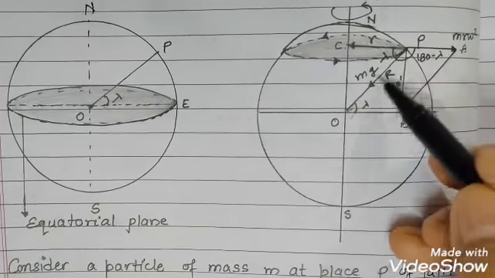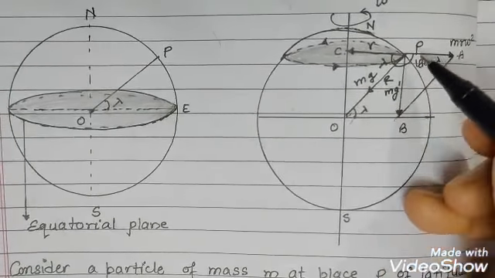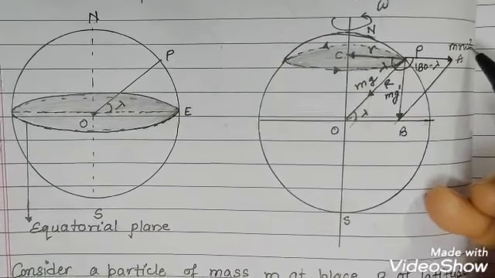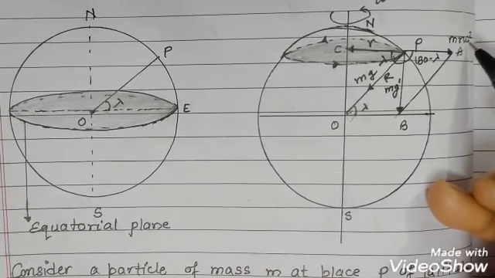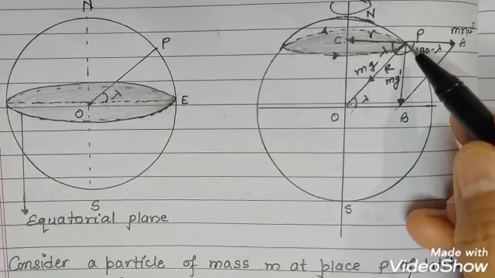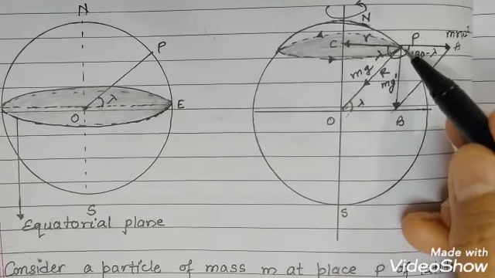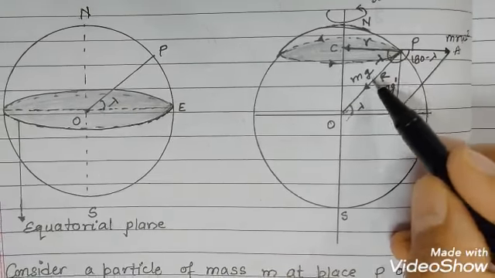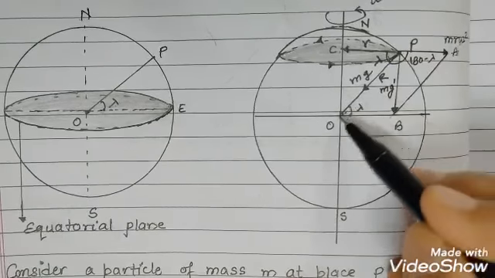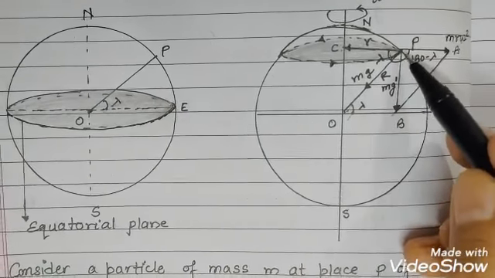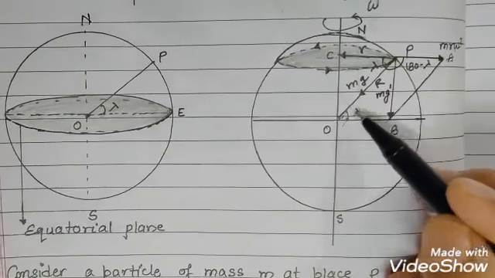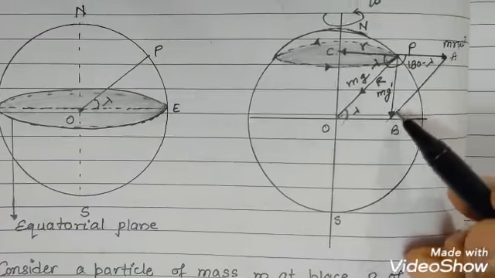Okay, now you will see that this is the centrifugal force, working along PA, m r omega square, due to the rotation of the earth. So mg dash, which is the apparent weight of the particle, will be the resultant of this mg and m r omega square. We can make the parallelogram here by taking PA and PO as the two adjacent sides of the parallelogram. We will complete this parallelogram.